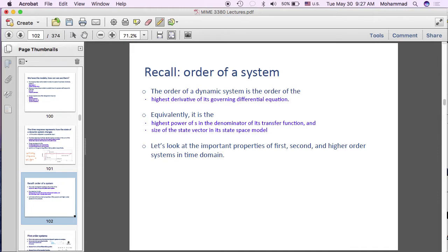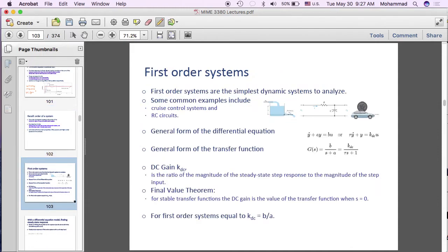And remember, we talked about the order of the system. Let me remind you again that the order of a system, depending on what type of model you have, could be determined either from the highest time derivative, if you're talking about a differential equation, or from the highest power of s, if you're talking about a transfer function, or from the size of the state vector. How many elements are in the state vector determines the order of the system. Having talked about the order of the system, let's go ahead and revisit the first order models that we have developed. First order models that we have developed had this form.